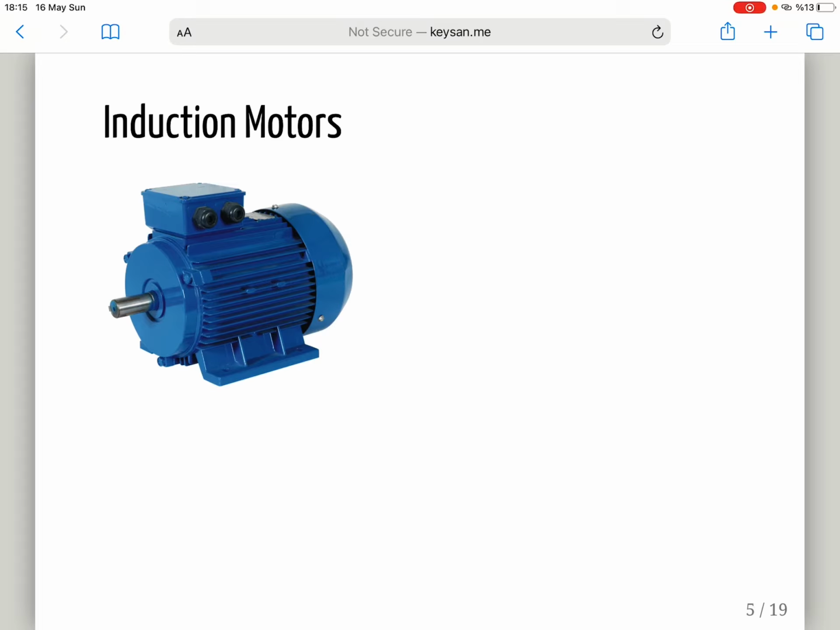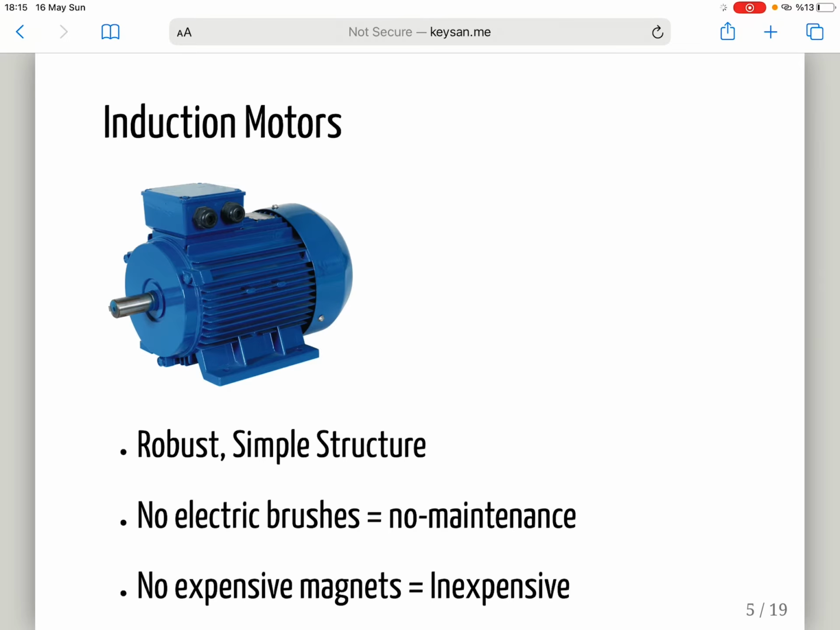Induction motors are really popular in industry because they have many advantages over synchronous machines. First of all, they are really robust and simple. They have no permanent magnets, no field windings or brushes, as we will see in the synchronous machine. Having no electrical brushes in the rotor means there's no mechanical abrasion and no requirement of maintenance, and you don't need any expensive magnets in the rotor, so it helps to reduce the costs.